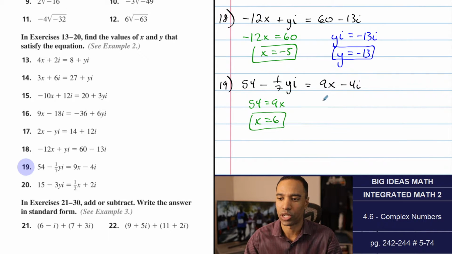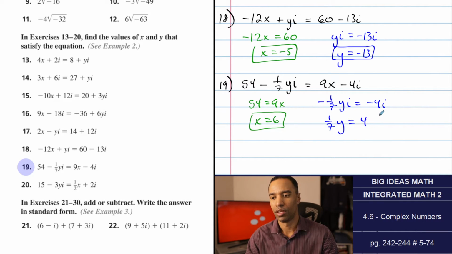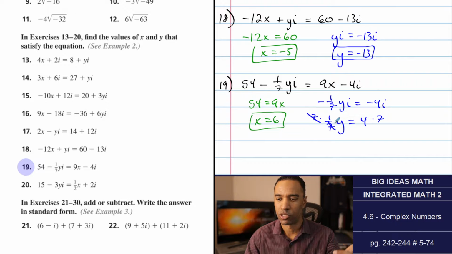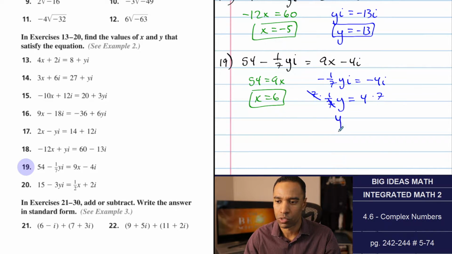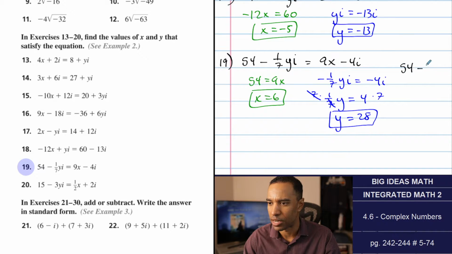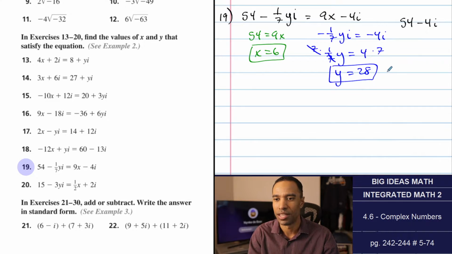For the y portion, we're going to set negative 1/7 yi equal to negative 4i. Now, let's drop the i's for a moment. Let's even drop the negatives. Negative divided by negative is positive. So we get 1/7 times y equals 4. We're going to multiply both sides by 7. I'll just write that out. Times 7, times 7. Because 7 over 7 is 1, and we're left with y equals 28. That's the value that would get us there. And the complex number result would have been 54 minus 4i. When x was 6 and y was 28, we would get exactly that which we're looking for.